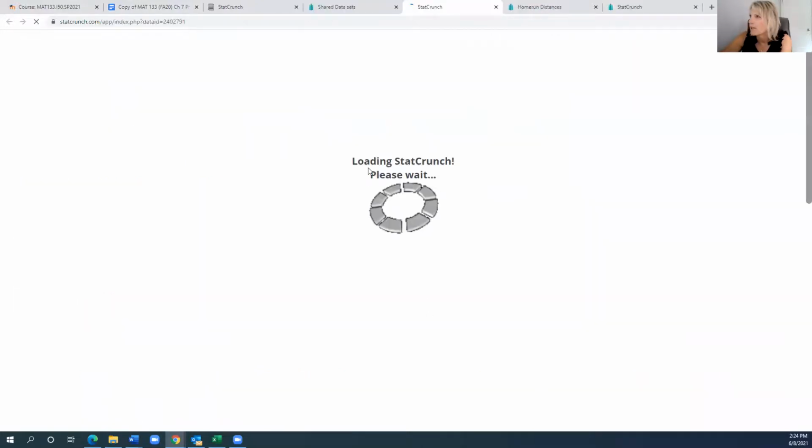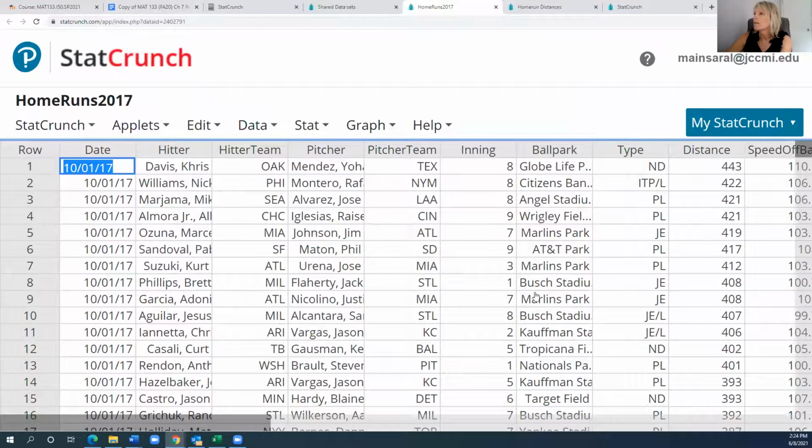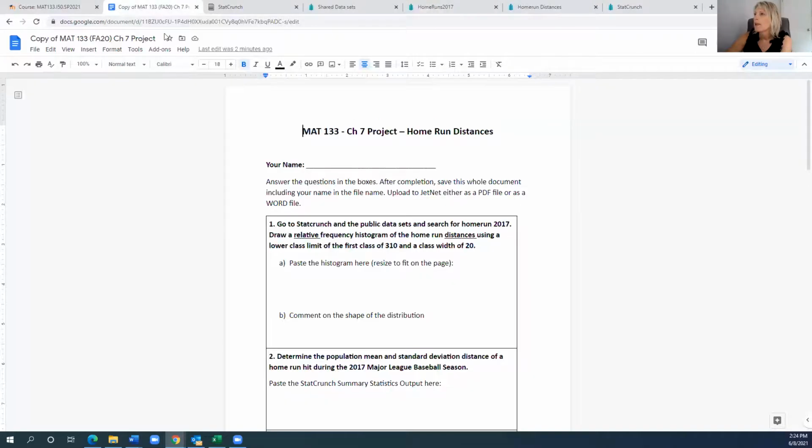And it's this particular data set right here. It's loading. So this is the one that you're looking for. And then it asks you to draw a relative frequency histogram on the home run distances using a lower class limit of the first class at 310 and a class width of 20.